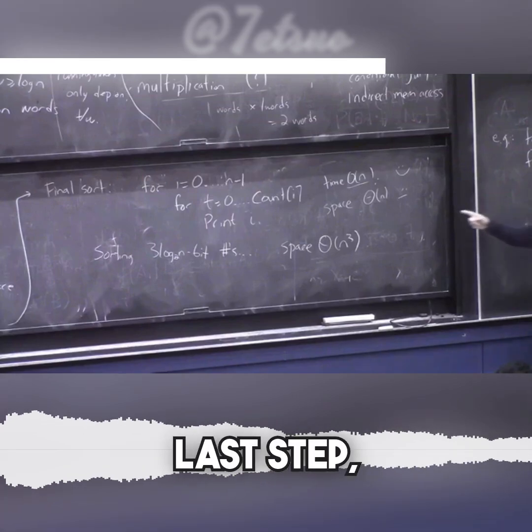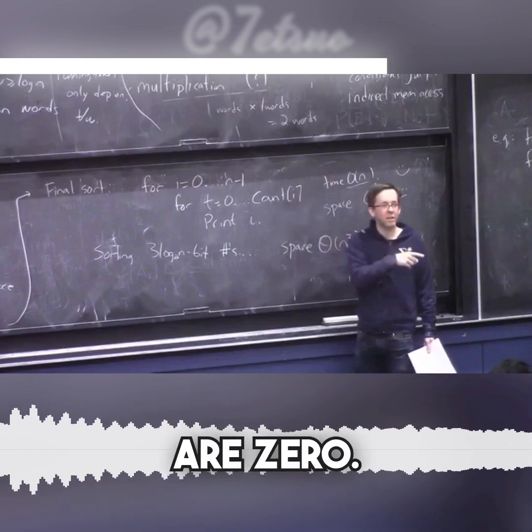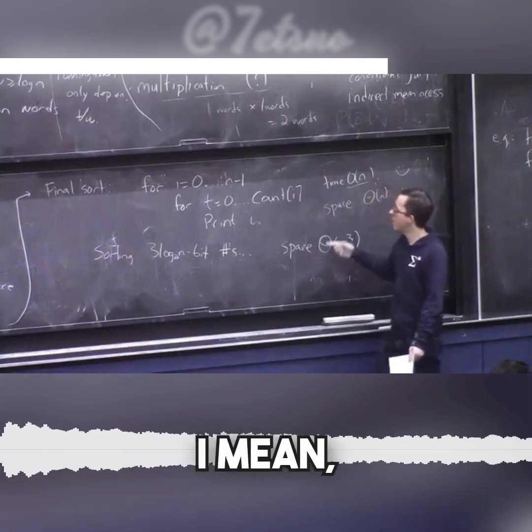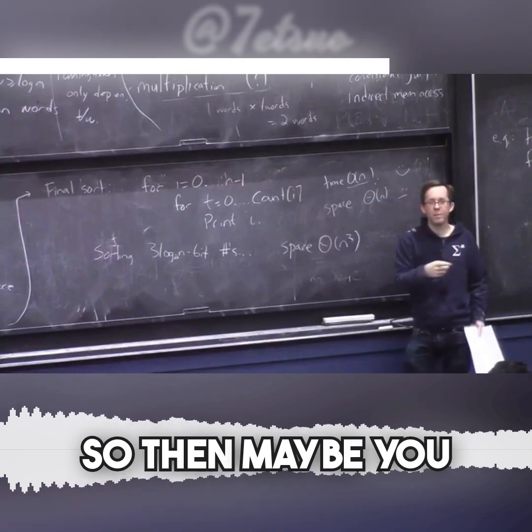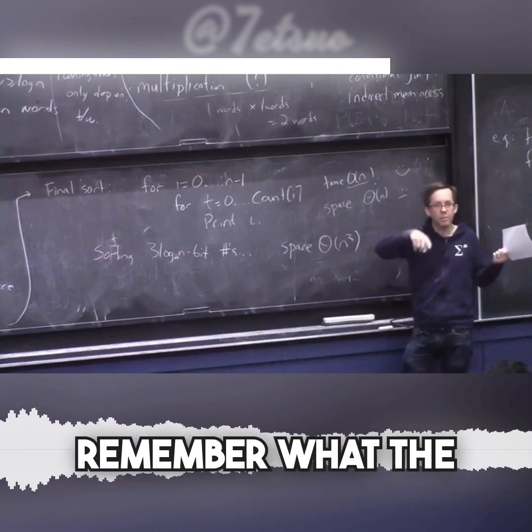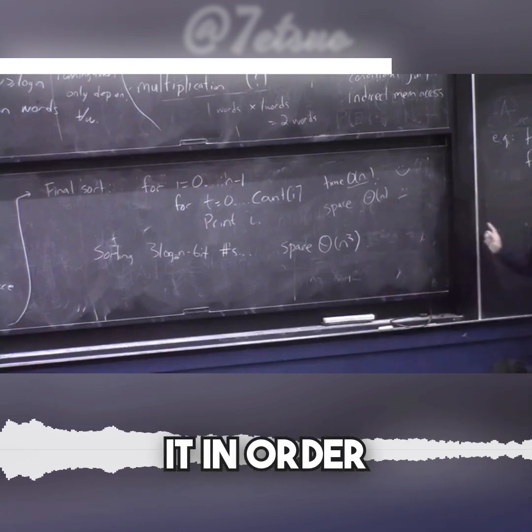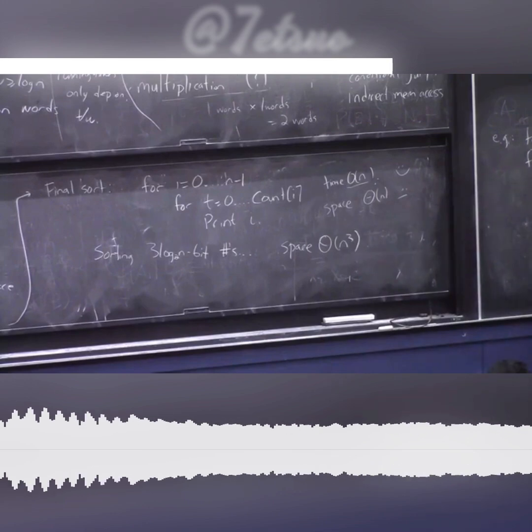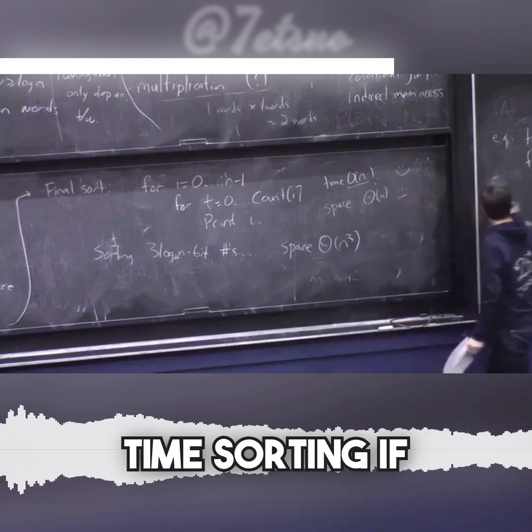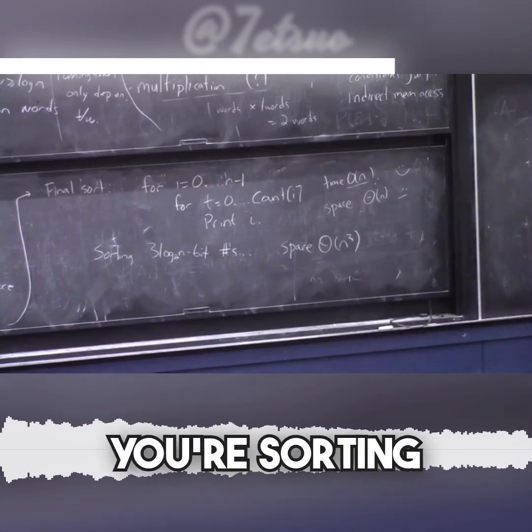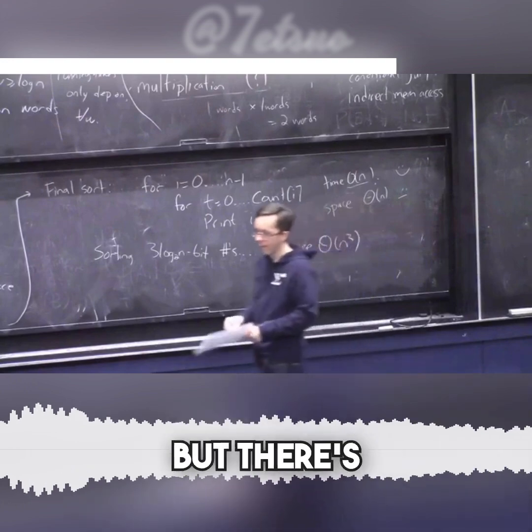In fact, it's not even clear you could still do this in time order n, because to do this last step, you want to efficiently skip over the counts that are 0. And if they're n cubed, if you just go through them naively, it would take you n cubed time to print it. So then maybe you need an efficient data structure to remember what the non-zero counts are, and then we get super crazy. I'm not even sure you could still do it in order n time. So this looks good for linear time sorting if you're sorting numbers between 0 and n, but maybe you're sorting numbers between 0 and n cubed.